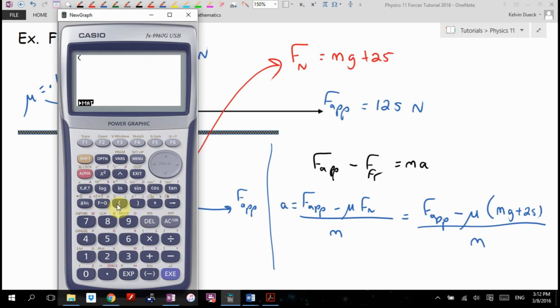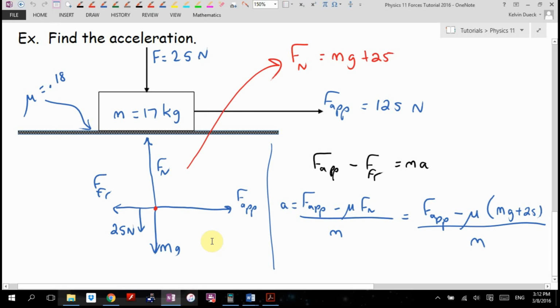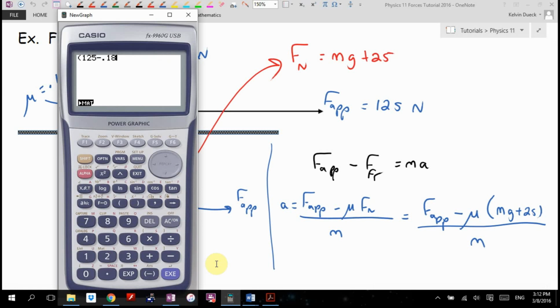So, bracket, F applied, 125, minus mu, I said it was 0.18, times. You may need to put a times there. You might be able to just open up a brand new bracket there and your calculator might clue in that's times. Hopefully I've gone on a rant about the usefulness of getting a good calculator. I wasn't kidding about that at the beginning of the year. And this is not the worst we're going to be dealing with by a long shot, believe me.